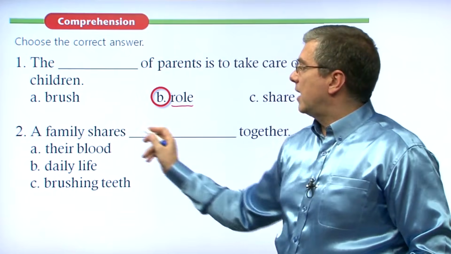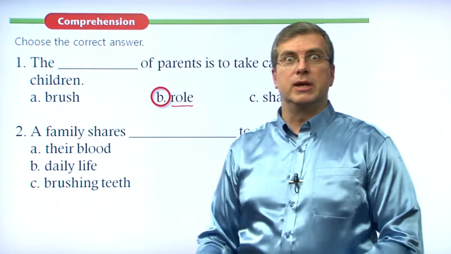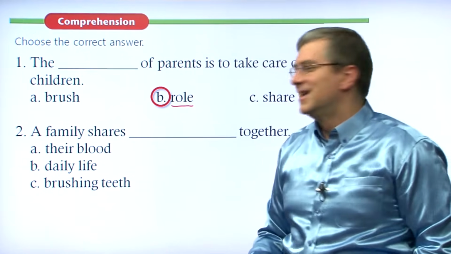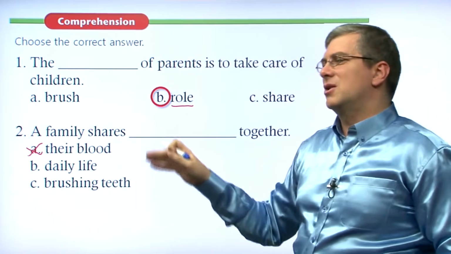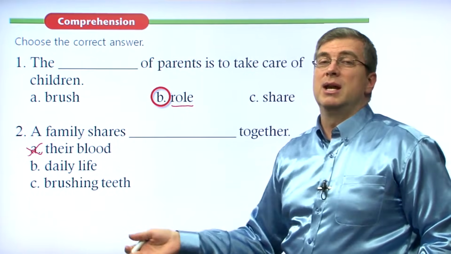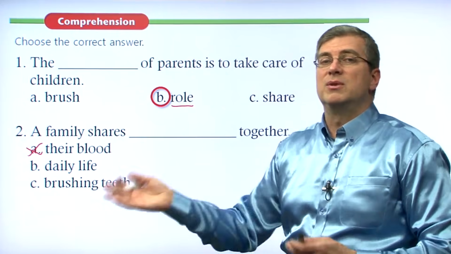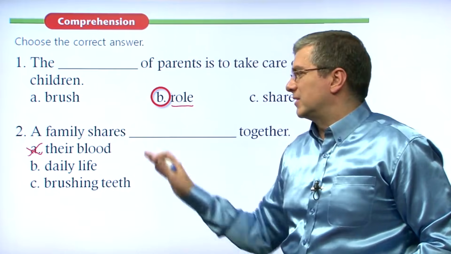Number 2, a family shares what together? What do they share? Do they share their blood together? Here, you can have my blood. Maybe I can have some of yours. That's kind of weird, right? So I wouldn't say a family shares their blood with each other. Although, brother and sister might share blood, but mother and father don't share their blood together, right? They come from different families. They have different blood. So that's not appropriate.